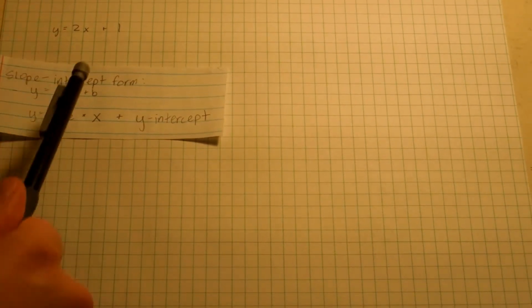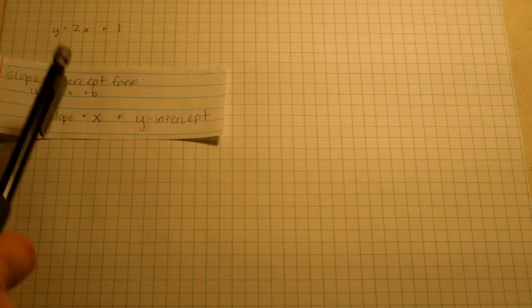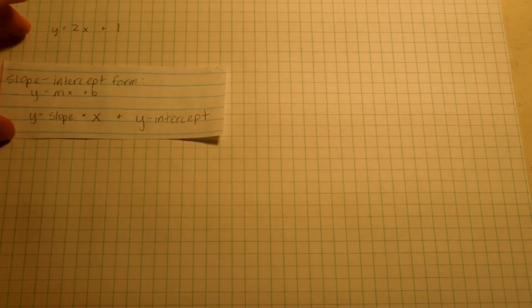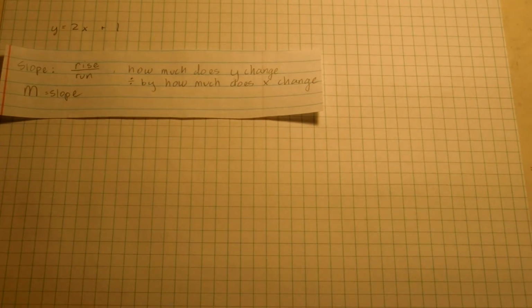In this equation, the 2 is in the m spot, so the slope is 2. And the 1 is in the b spot, so the y-intercept is 1. Slope represents the change in y divided by the change in x, or how much does the y number change when the x number changes.